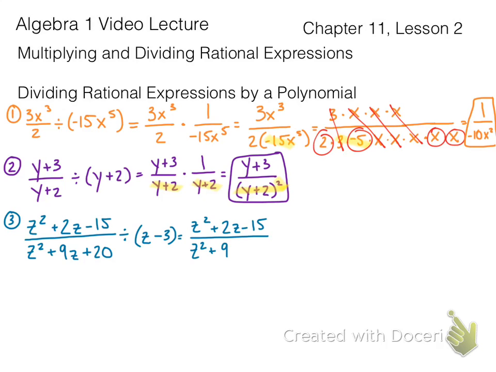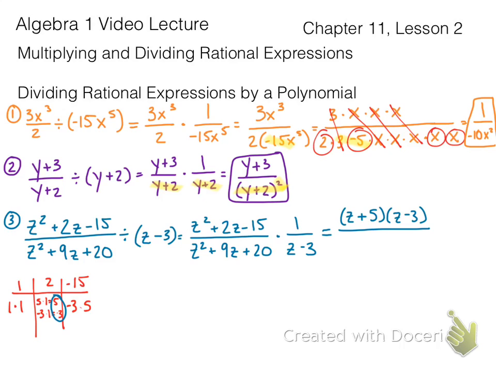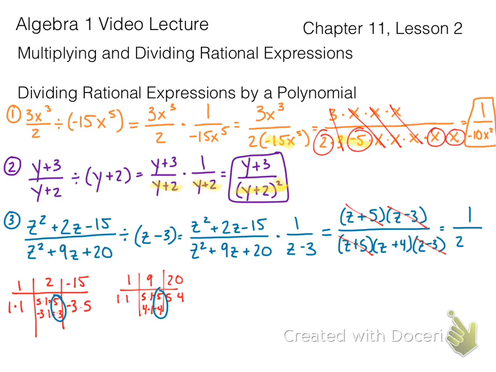I'm going to multiply by the reciprocal, which is going to give me that, and now I'm going to factor z squared plus 2z minus 15, which is going to give me a factored outcome of z plus 5 times z minus 3, and I'm going to factor the bottom, which is z squared plus 9z plus 20, which gives me z plus 5 times z plus 4 times z minus 3. Cancel out what we have the same on the top and the bottom, and we're left with just 1 over z plus 4. Again, guys, this crazy, crazy stuff can give you a simplified answer of that.